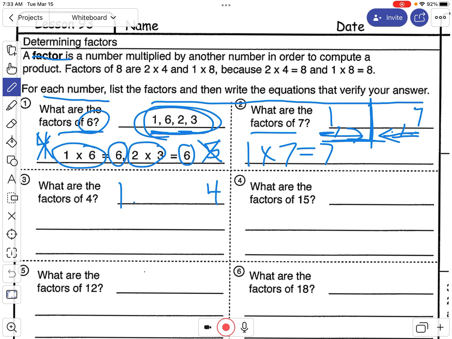How about I'm going to start over here, work my way up. What's the next number after 1? 2. Does 2 go into 4? Yes, it does. 2 times 2 is 4. Now, I don't need to write the number 2 twice. And 2 is right in the middle.